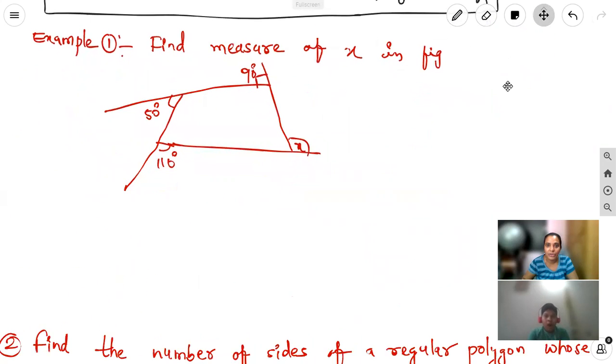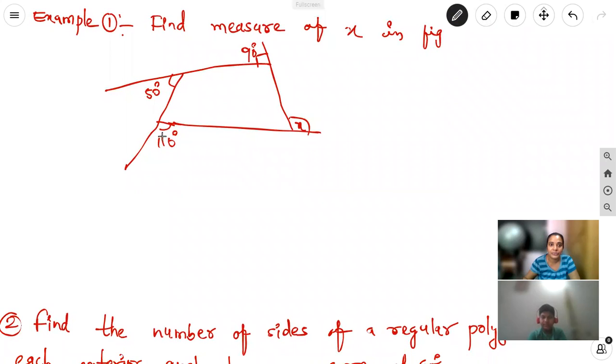Here, find the measure of x in figure 1. Here it's an irregular polygon A, B, C, D. Why? Because the exterior angles are not equal. If we know the n minus 1 angles and want to find one angle in the exterior of any polygon, we know that the sum of the angles is equal to 360 degrees.